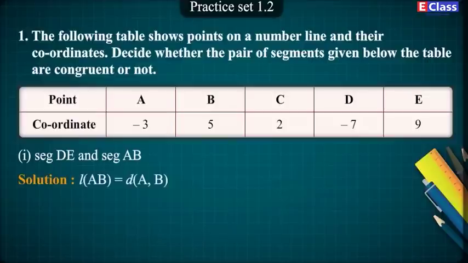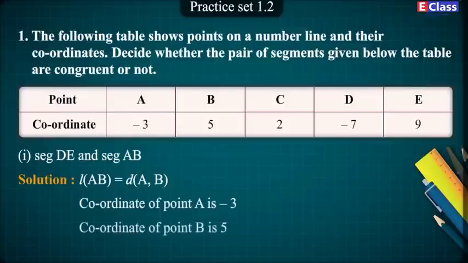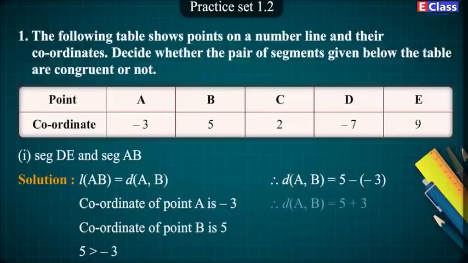Length of AB is equal to distance of AB. Coordinate of point A is -3. Coordinate of point B is 5. 5 is greater than -3. Therefore, distance of AB is equal to 5 minus (-3). Therefore, distance of AB is equal to 5 plus 3. Therefore, distance of AB is equal to 8.